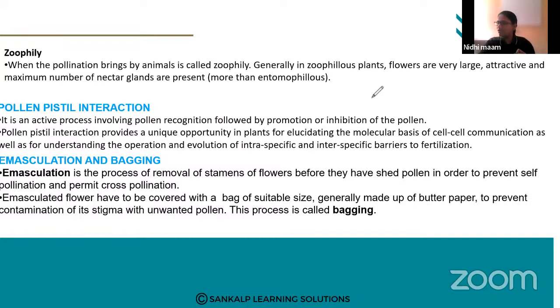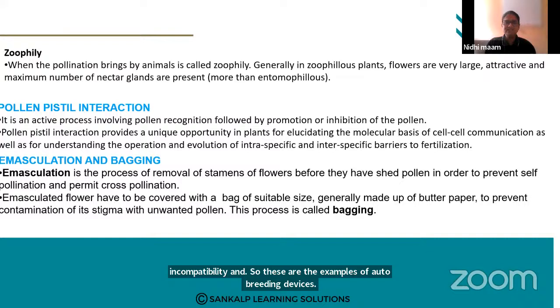Next one is self-incompatibility. Suppose the pollen grain of a flower lands on the stigma of the same flower, it will not germinate to form a pollen tube. So we call that self-incompatibility. So these are the examples of outbreeding devices.